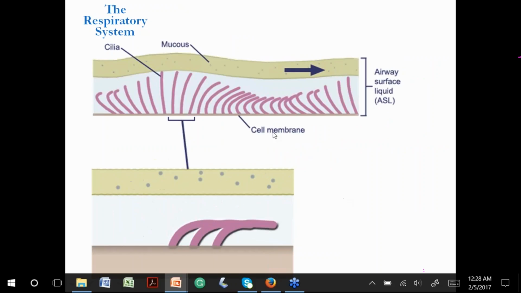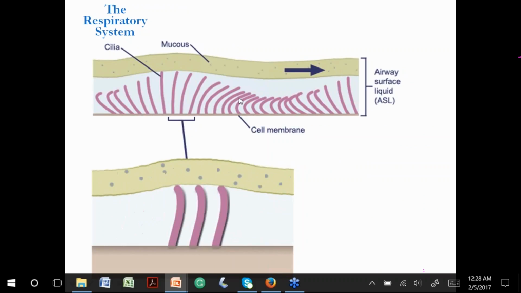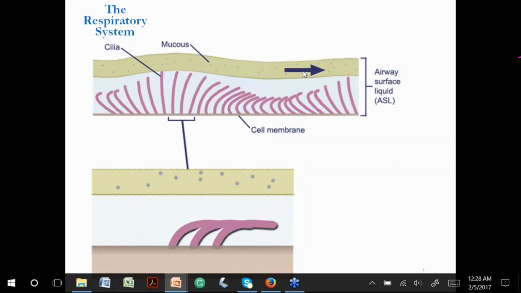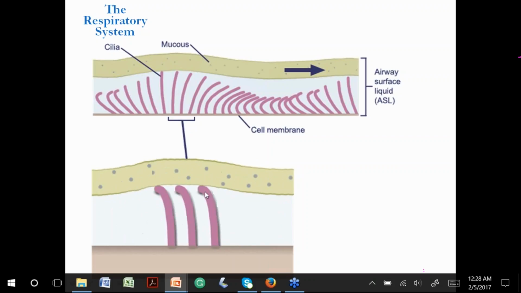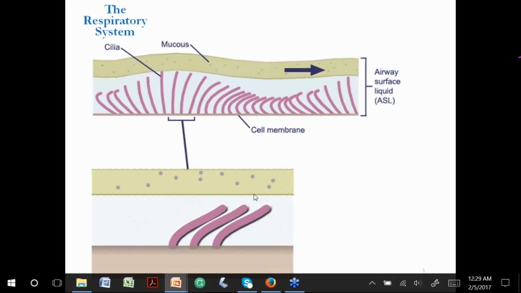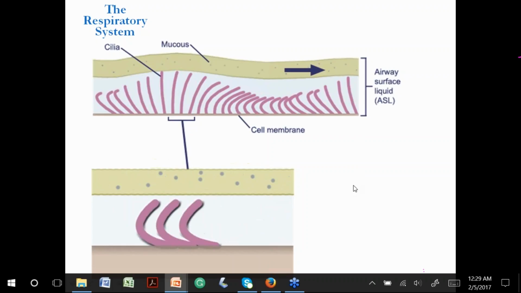This is the cell membrane here. This is the cell. This is the cilia of the pseudostratified epithelium. This is the mucus produced by the goblet cells, and that is what the cilia and the mucus are doing. They are going to just sweep out everything. So this is the outside.